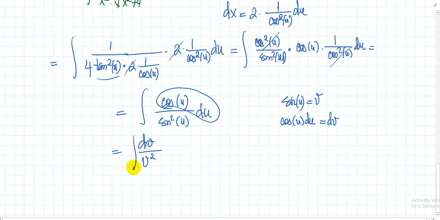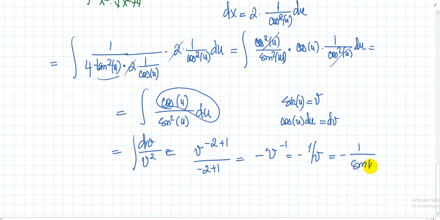v squared. Right? So basically, you can write it as v to the power of minus 2, right? Plus 1 divided by minus 2 plus 1. So this is equal to minus v to the power of minus 1, minus 1 over v. Do you remember what v was? It was sine of u, right? It is minus 1 over sine of u.